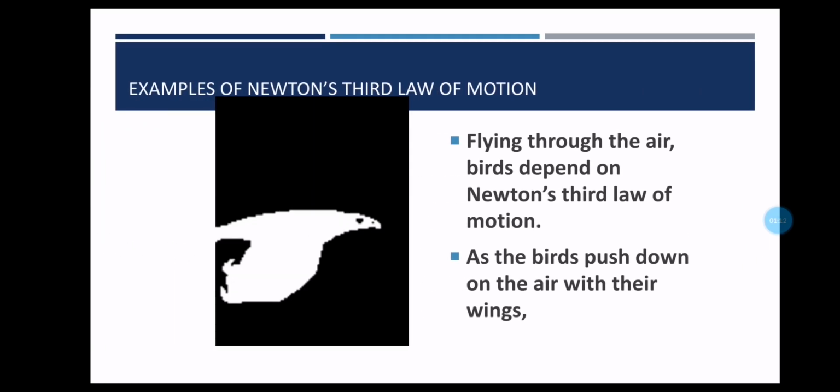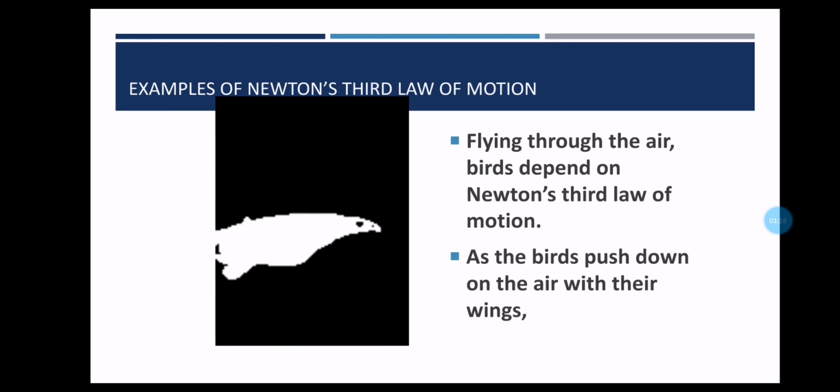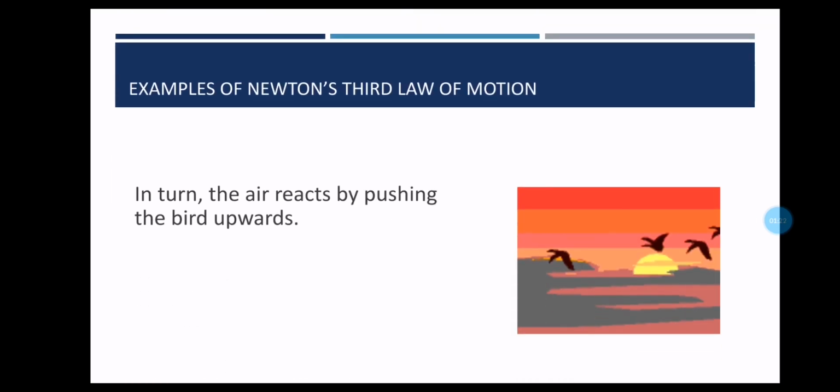Examples of Newton's third law of motion. Flying through the air, birds depend on Newton's third law of motion. As the birds push down on the air with their wings, in turn the air reacts by pushing the birds upwards. So this is a perfect example of Newton's third law of motion.